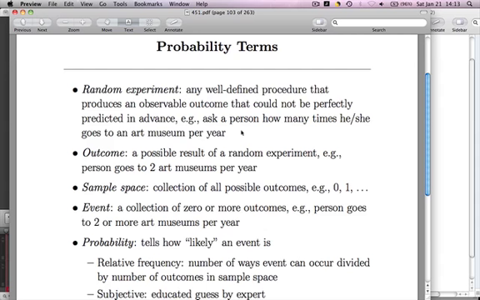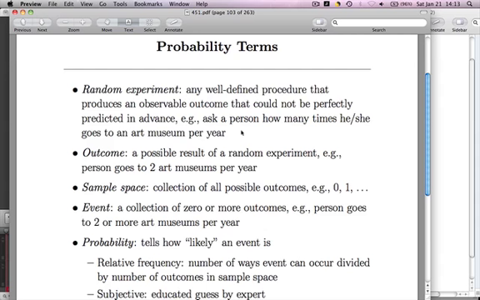This lecture will introduce you to probability theory. So turn to page about 103 in the course packet where you see the probability terms slide. There are many situations in business and marketing where we don't know what's going to happen.